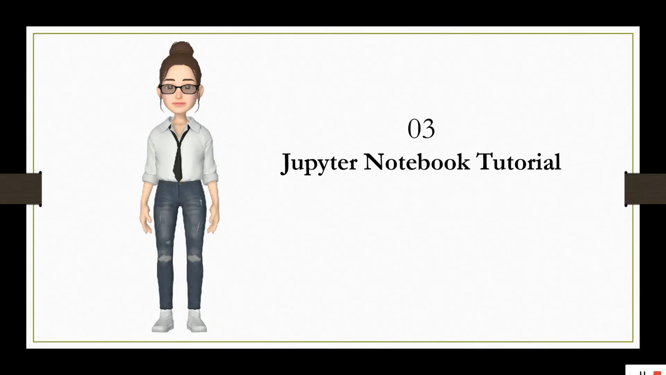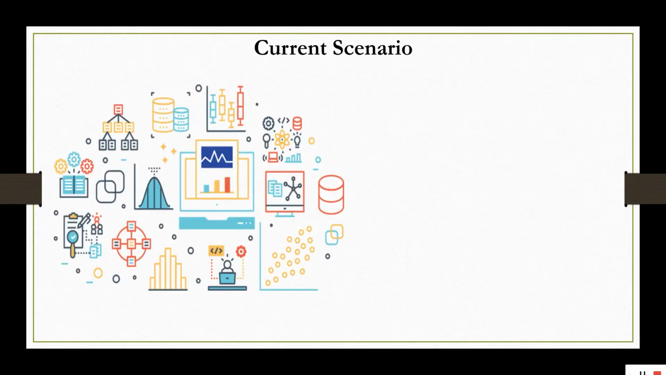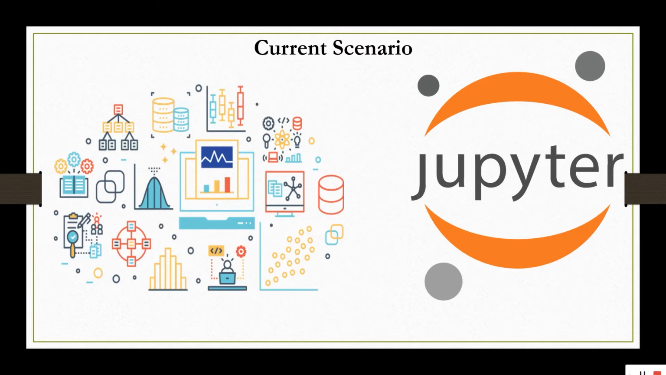Today's topic of discussion is Jupyter Notebook. In the early days, scientists used to have a lab notebook to record text, progress, results and conclusions. Now Jupyter is a modern day tool that allows data scientists to record the complete analysis process, in the same way other scientists use a lab notebook.